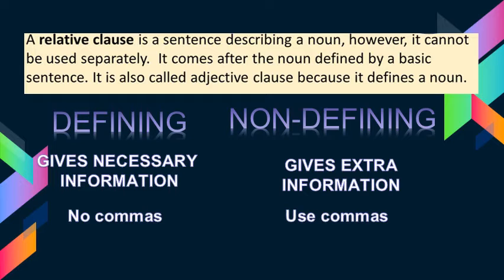These relative clauses are sentences that describe a noun. However, it cannot be used separately and it comes after the noun defined by the basic sentence. It is also called an adjective clause because it defines a noun. Difficult, right? A little bit. Let me continue explaining. We have defining and non-defining clauses. Defining clauses give necessary information and don't use any comma. Non-defining clauses give extra information and also use commas.